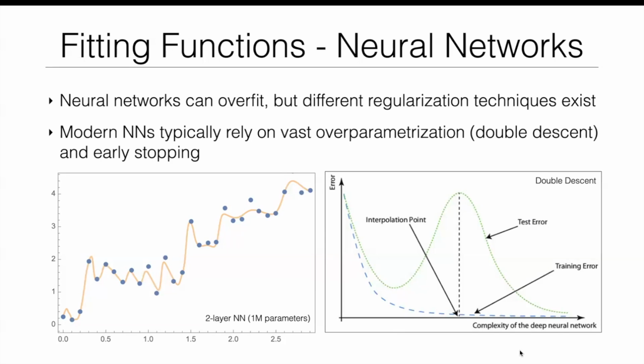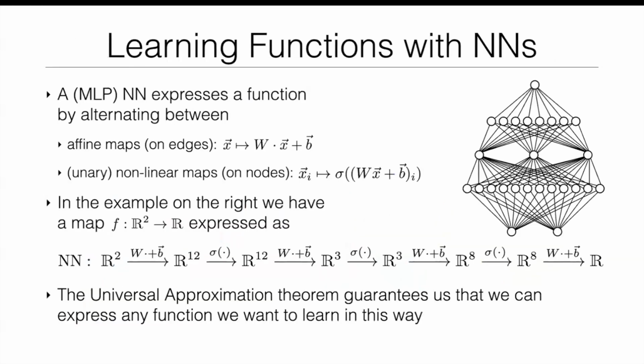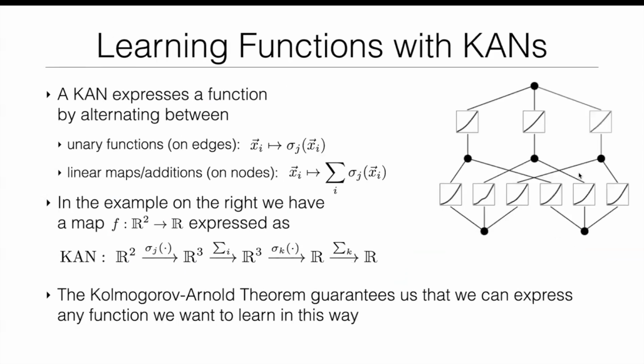And now I want to contrast this with KANs. So just let me very briefly come back to this slide. This was the computational graph for the neural network. Remember, we had affine maps on the edges and we had nonlinearities on the nodes. So now we take a KAN, and the KAN looks something like this. It's also in this case taken to be a map from R squared into R. But the setup is slightly different.